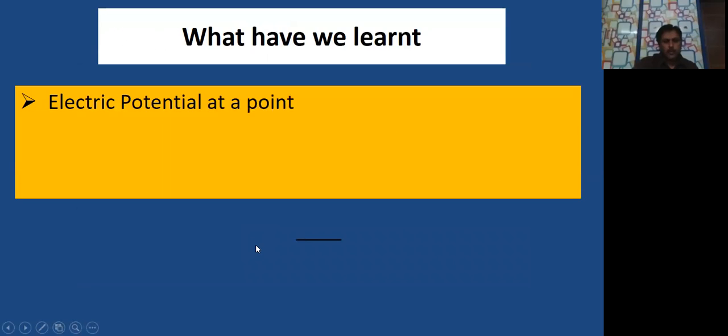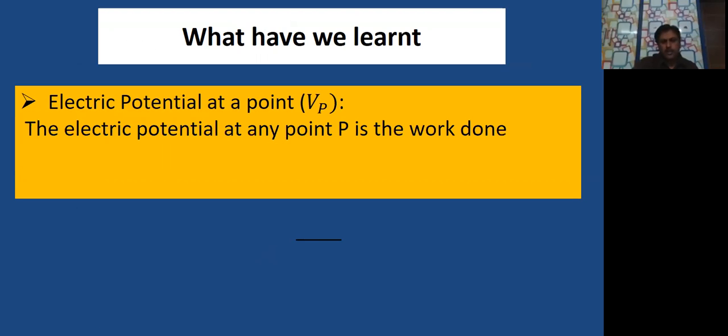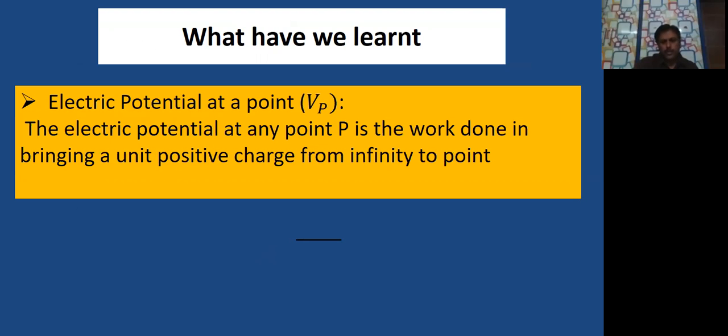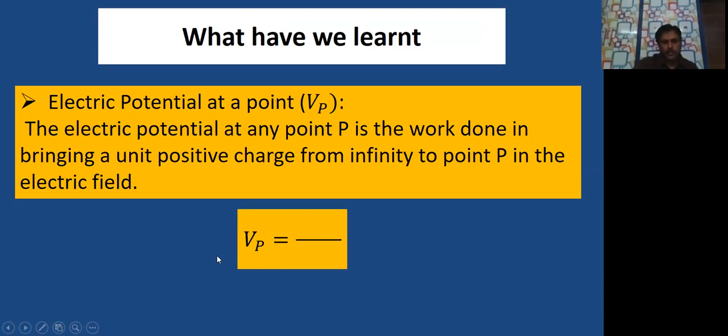First point, electric potential at a point, Vp. What is the definition? The electric potential at any point P is the work done in bringing unit positive charge from infinity to the point P in the electric field. Next point, V, the potential at point P, as per the definition, is W infinity to P by Q, the work done in bringing unit positive charge from infinity to point P, per unit charge.